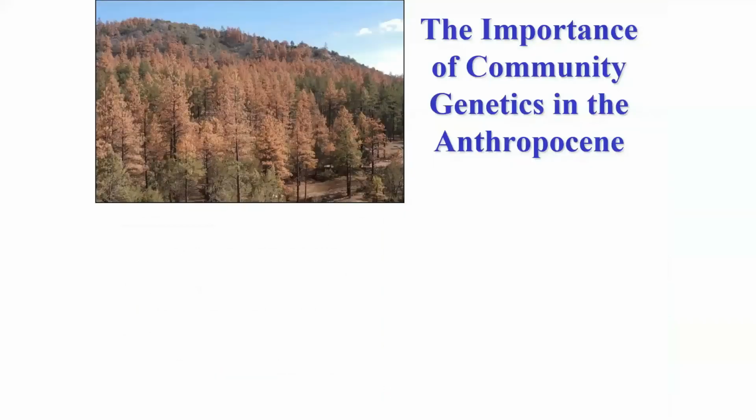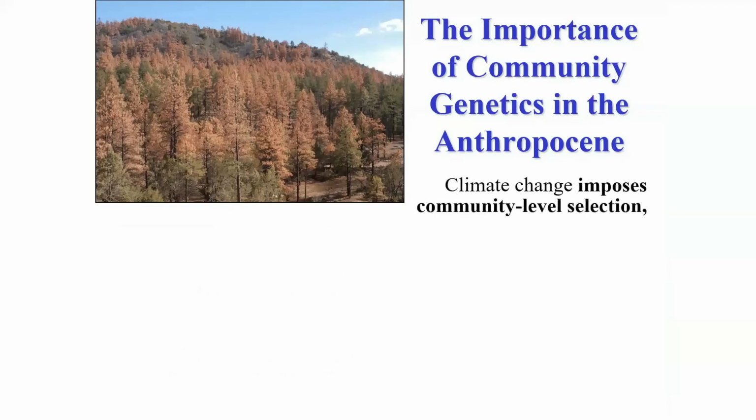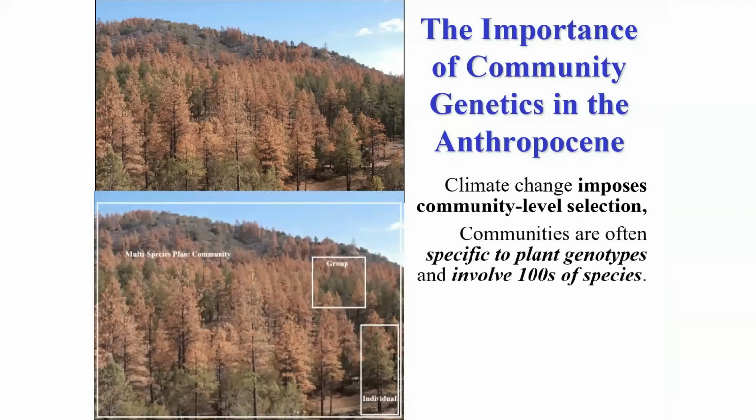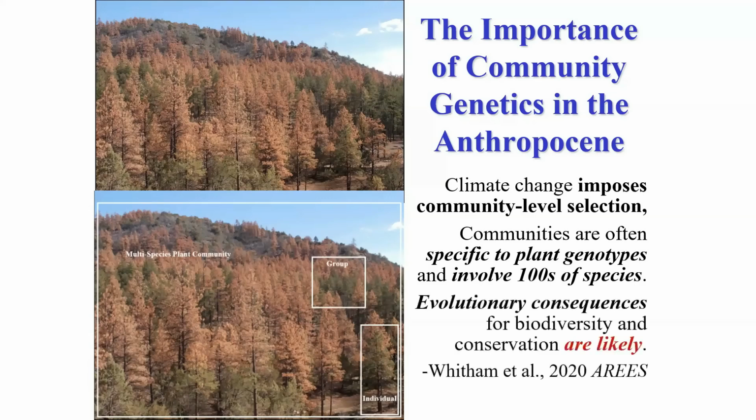The importance of community genetics is especially true in the Anthropocene, because as we all know, climate change is imposing community-level selection on a wide scale. If individual trees have communities of organisms associated with them that may consist of hundreds of species, when individual trees or groups of trees or entire ecosystems of trees are extirpated, it's pretty clear that there are evolutionary consequences for biodiversity and conservation. This is a talk that Tom Whittam gave earlier in this meeting, and he made this comment as well.